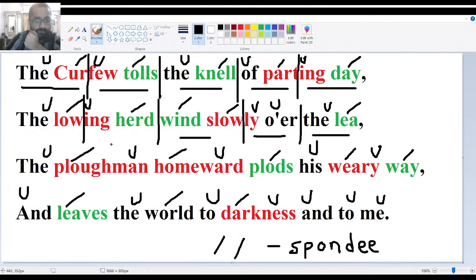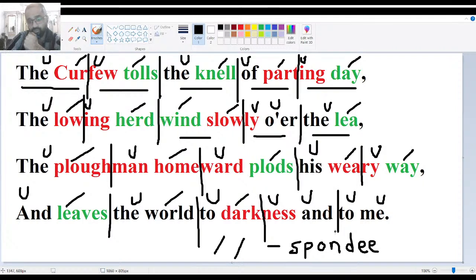So let's look at the third line. The ploughman home, this is straightforward. Homeward plods his weary way. Okay. There is no variation in this line. Next line, there are variations: and leaves the world to dark. So far, so good. And then you have a series of a couple of pyrrhics, because these are not stressed really. Okay, this is how it goes.